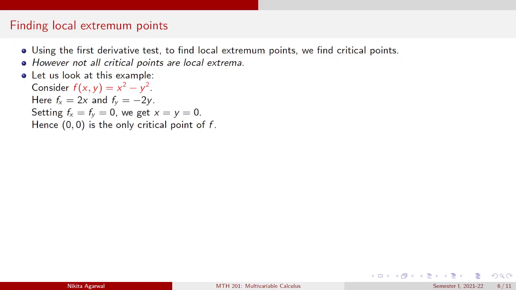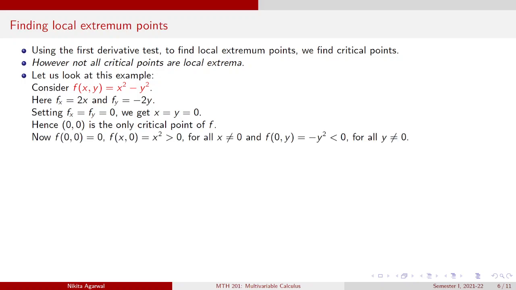What are critical points of f for a differentiable function? They are nothing but points where the gradient is 0. For this particular example, the gradient is 0 at only (0,0), right? Now the question is, is it a local extremum? Okay, so now let us see. At (0,0), the value of the function is 0, right? So we have to see what's happening around (0,0).